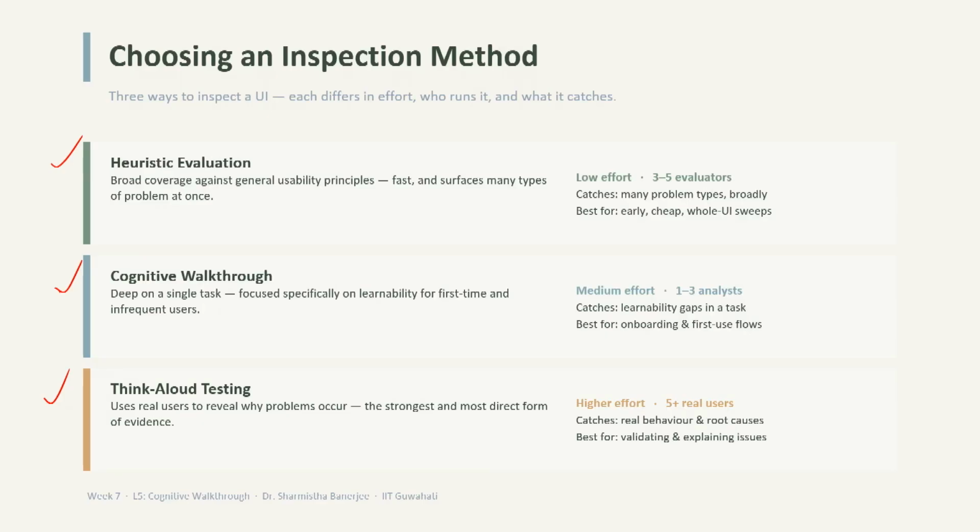So if we decide to go with heuristic evaluation, it gives a broad coverage against general usability principles. It is fast and surfaces many types of problems at once. So it is low effort, you require about 3 to 5 evaluators. It catches many problems in a broad sense, and it is best for early, cheap and whole UI sweeps.